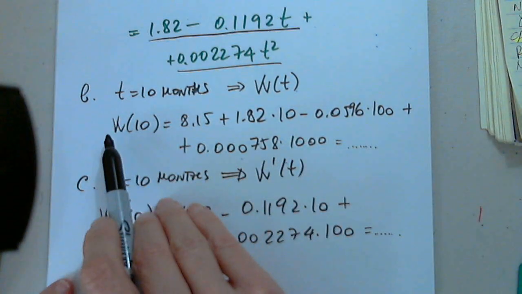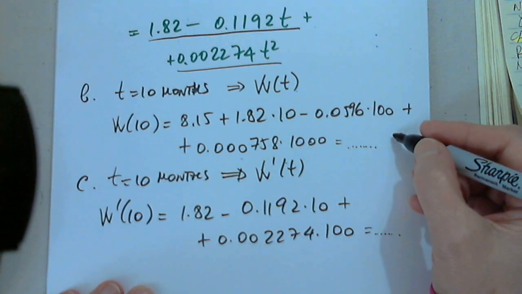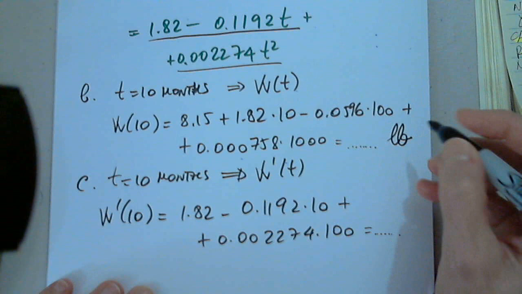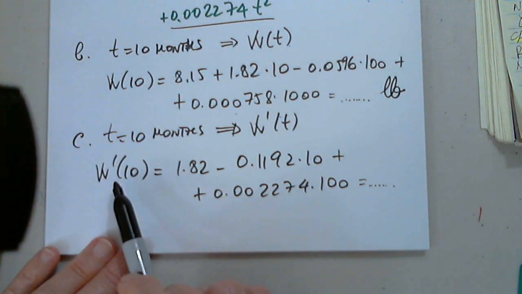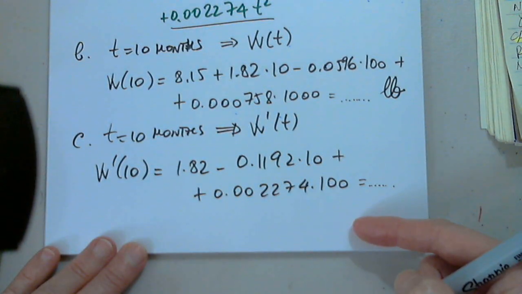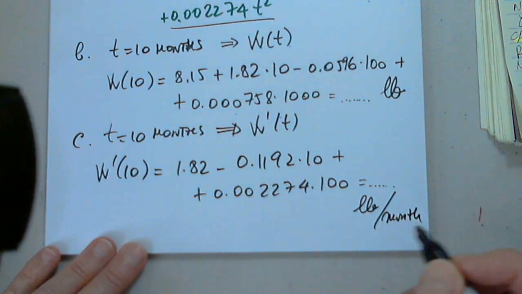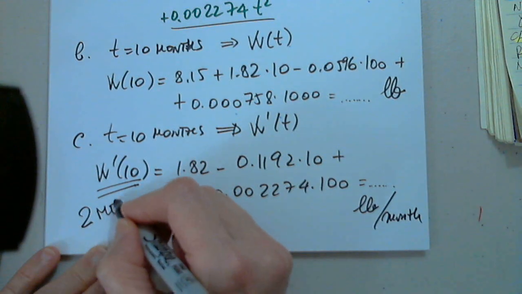So the weight at 10 months. What is the measurement unit here? Anyone? Was it pound? Perfect. Now be very careful now. What is the measurement unit for the rate of change? It cannot be the same. Pound per month. Thank you very much. Because this is the rate of change, it has two measurement units.